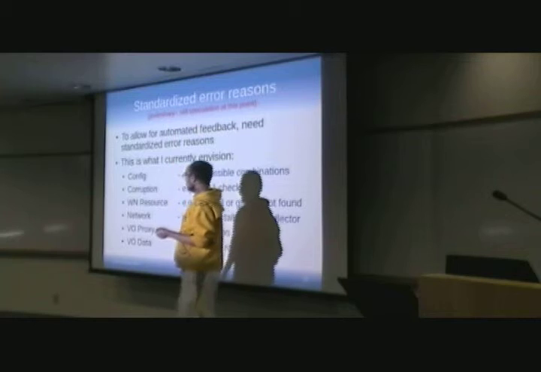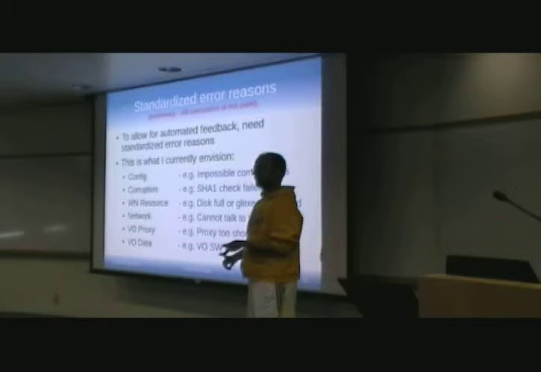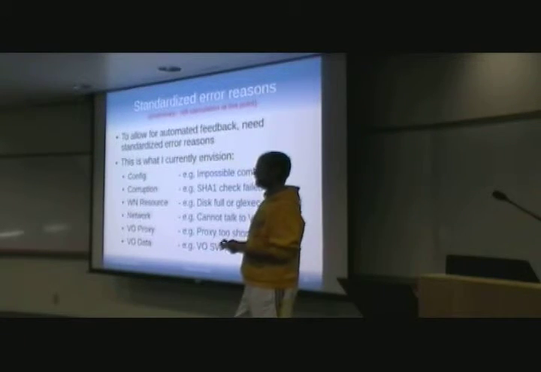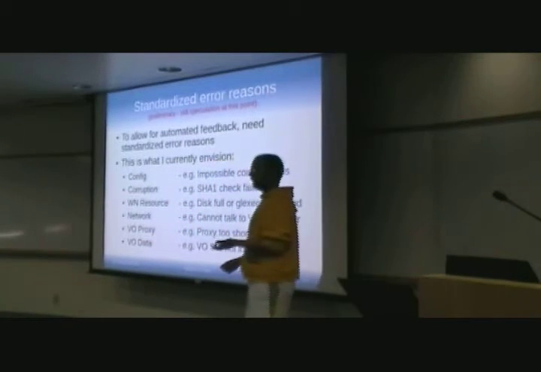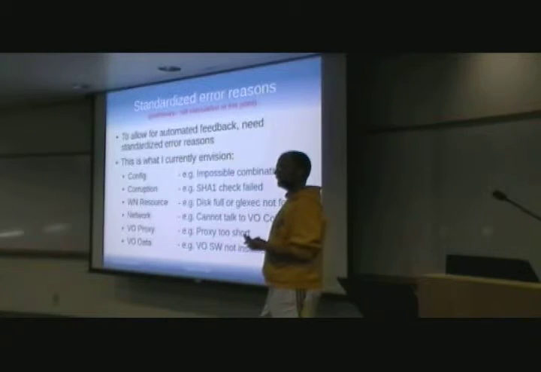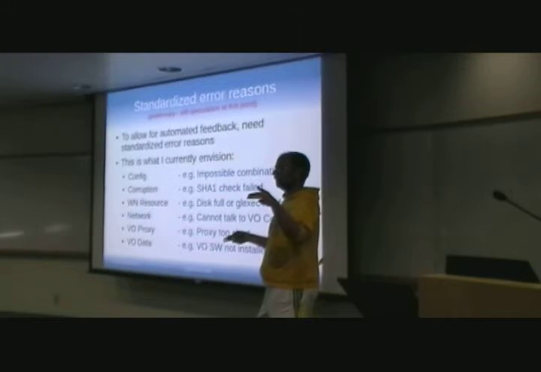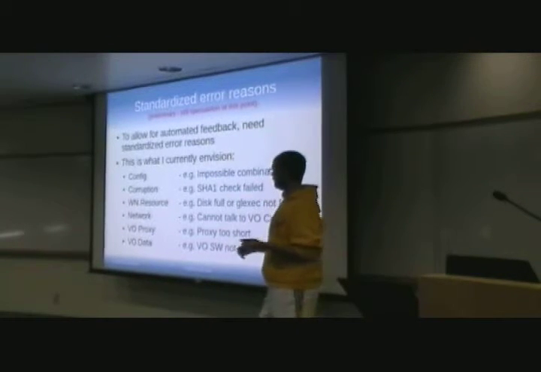Another obvious class would be worker node or resource problems. For example, the disk is full or GLIBC is not found. This is something that a site has to fix. There is no way I can do anything about it. A ticket will need to be opened with the site, because only they can fix it. Another is a network problem. For example, I cannot talk to my VO collector. So this may not necessarily be a site problem, but it could be anywhere between the site and you. So you treat it differently than the full disk, just because probably a different triage process will need to happen.